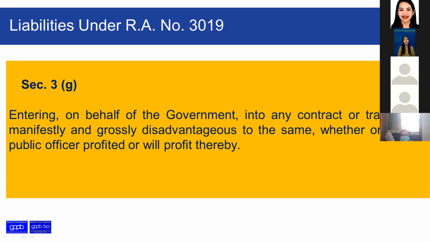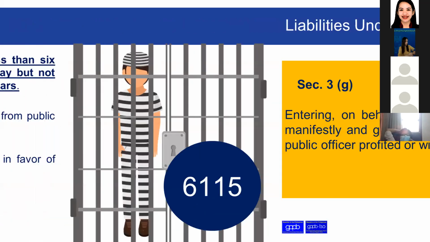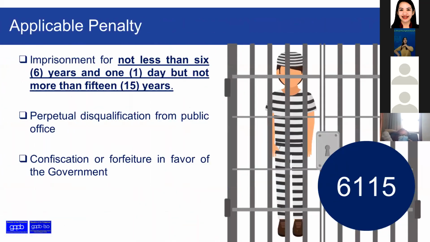Applicable penalty also for RA 3019. I have to wrap this up. Applicable penalty also for RA 3019 is yung 6115 pa rin. Imprisonment for not less than 6 years and 1 day, but not more than 15 years. So meaning di pa rin eligible for probation.